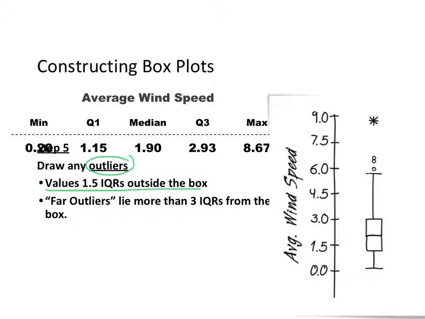Far outliers lie more than 3 IQRs from the box. The only time you will see far outlier on the assessment is in the vocabulary. At this point in time, all you need to do is mark the 8.67 as your outlier.